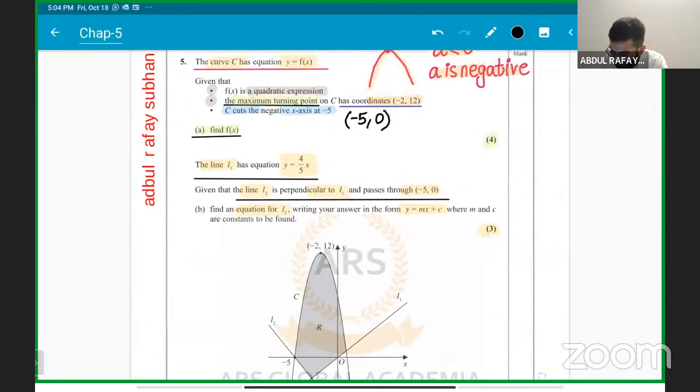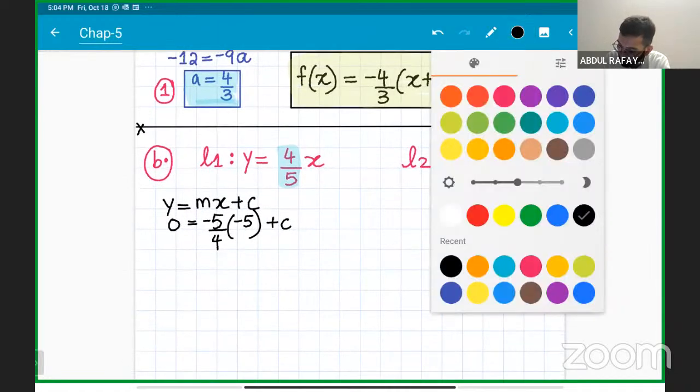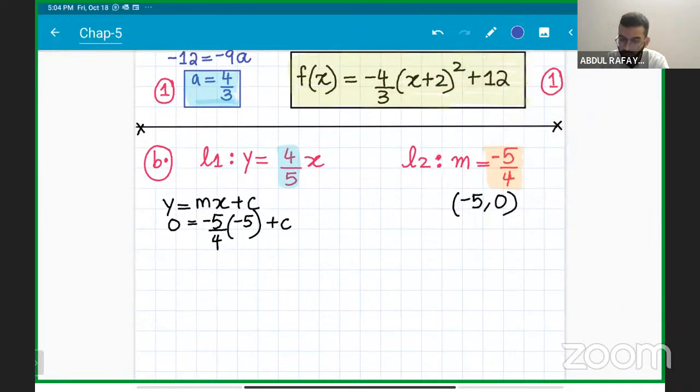And then we have the coordinates as well. It is passing through minus 5 comma 0. So y is equal to mx plus c, where the y value will be 0. The gradient is minus 5 over 4, the x value is minus 5, plus c. You just have to find the y-intercept, c. Minus 5 times of minus 5 is positive 25. So it will be negative 25 over 4 as the c value.